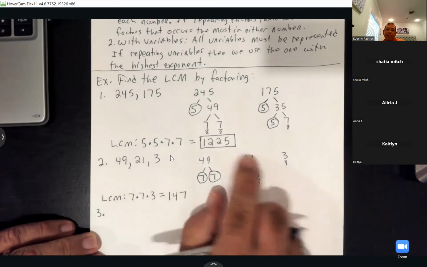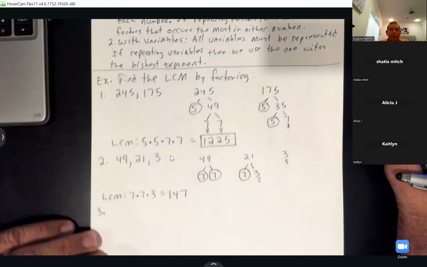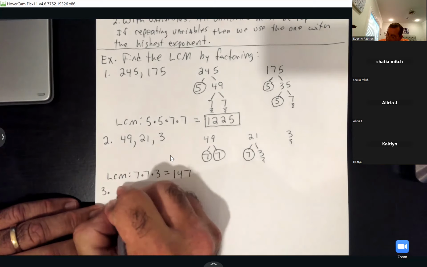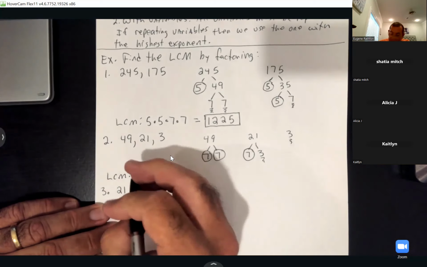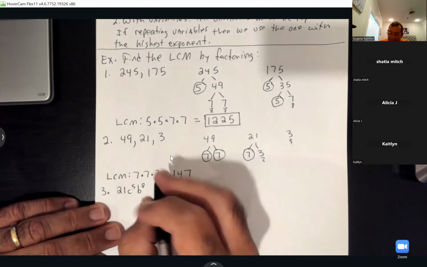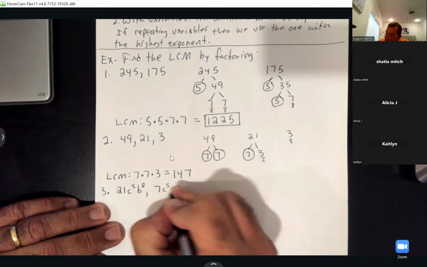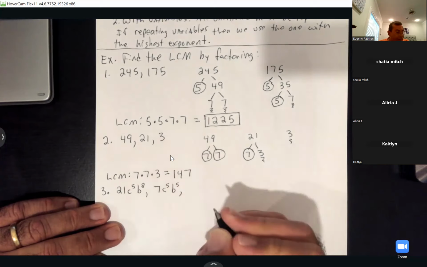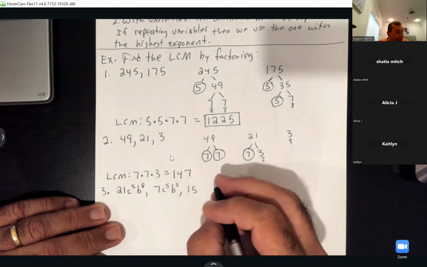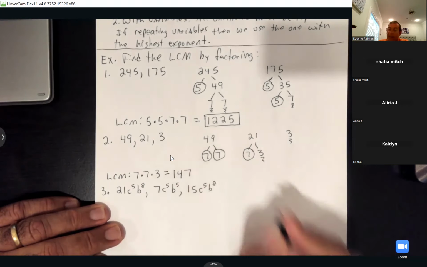So by hand, the trick is just actually breaking these into factor trees, I call them, okay? So let's throw some variables on these. I got a 21 c^5 b^8, I got a 7 c^5 b^5, and then I got a 15 c^5 b^8.